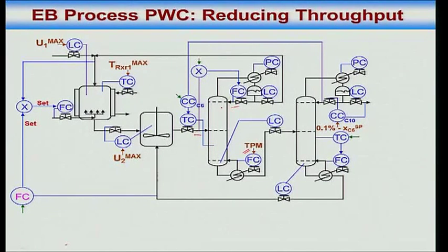Okay, note, this is something that I want you to notice, that everything that you are doing here comes from the constraints, from the set of active constraints. What should be my throughput manipulator? Should I use boil up to control temperature? Well, if it's active, no.